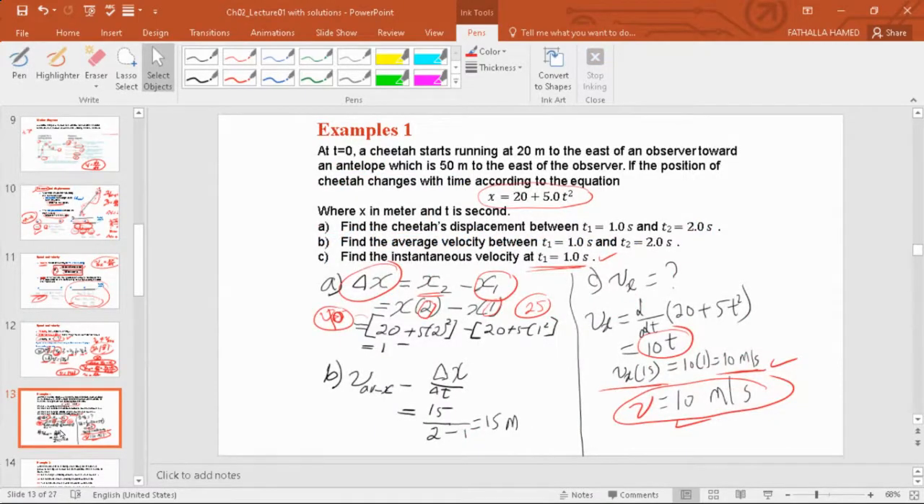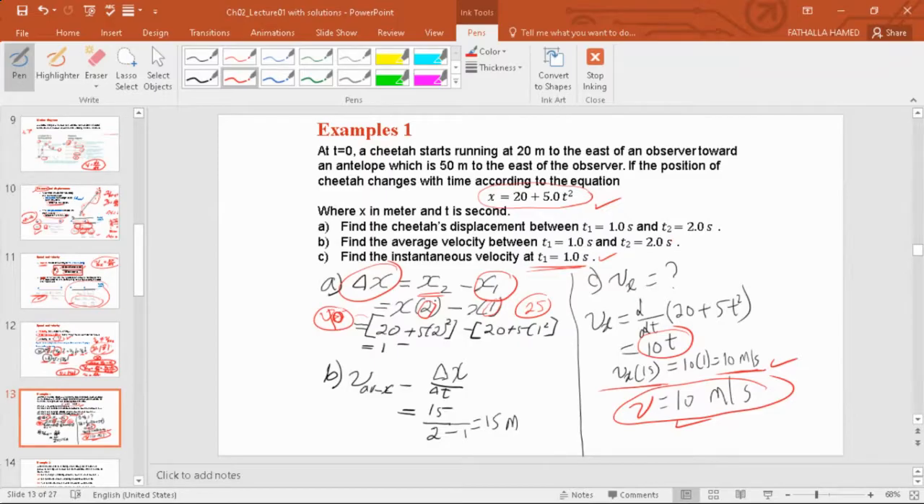So let's illustrate that by an example. The example tells you that at t equals 0, a cheetah starts running at 20 meters to the east of an observer toward an antelope which is 50 meters to the east of the observer. The position of the cheetah changes with time in accordance with the following equation: x is equal to 20 plus 5t squared, where x is in meters and t is in seconds. The first question is, find the displacement between t equal 1 second and t equal 2 seconds.